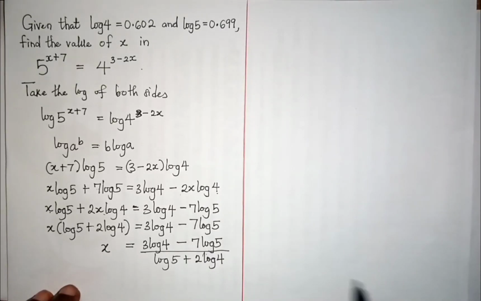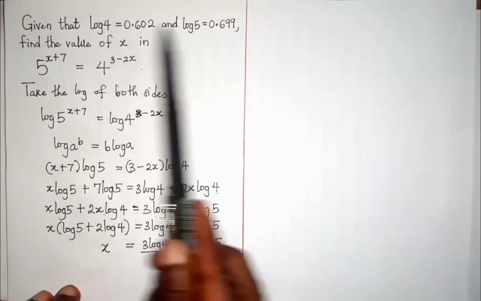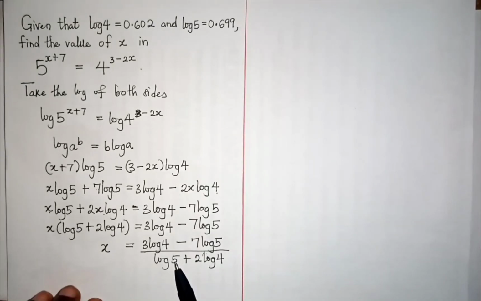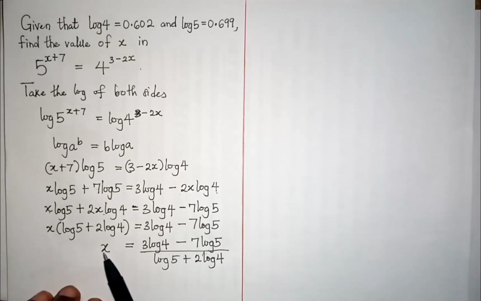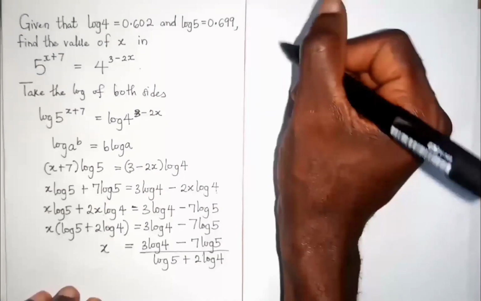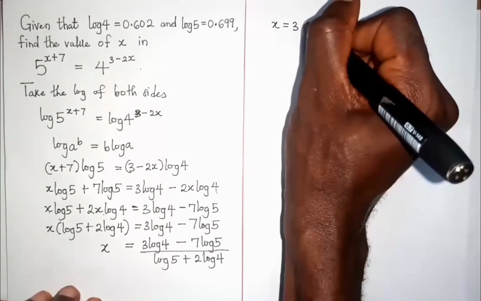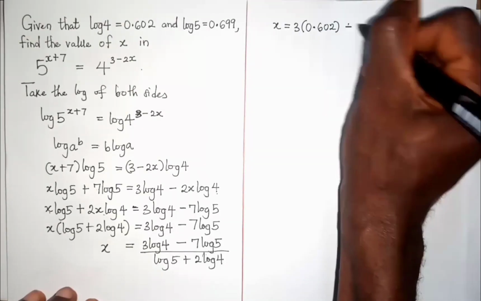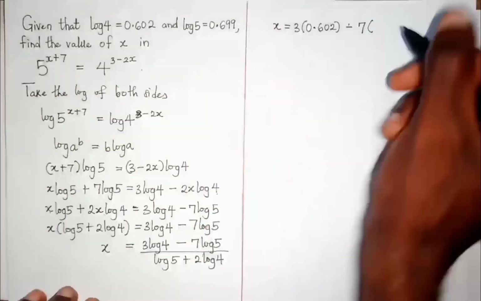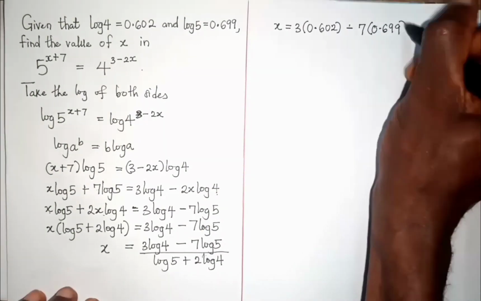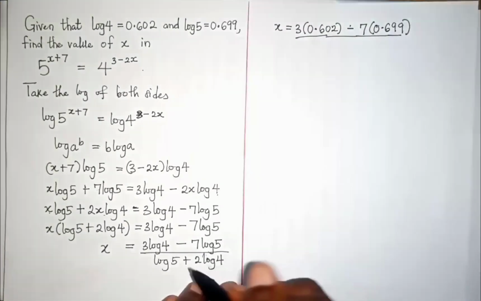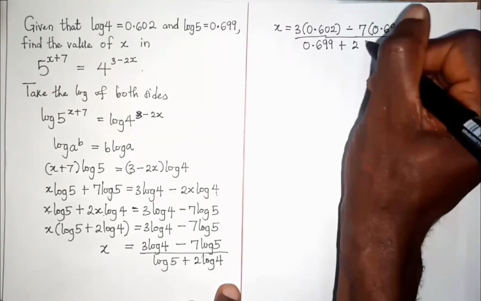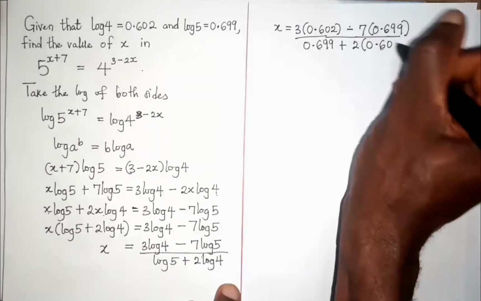Now, from the beginning of the question, we've been given values for log 4 and log 5. It is now time to substitute these values into the expression that we have and then simplify it in order to get the value of x, so that we have x equal to 3 times the value of log 4, which is 0.602 as given, minus 7 times log 5, given to us as 0.699, then divided by log 5, which is 0.699, plus 2 times log 4, which is 2 times 0.602.